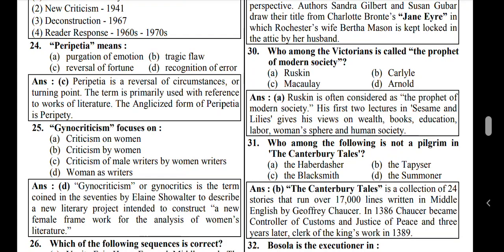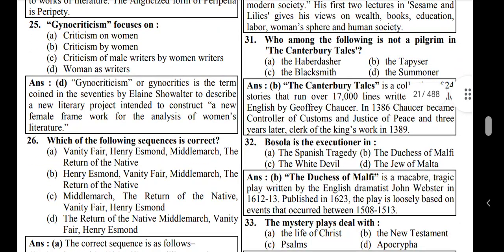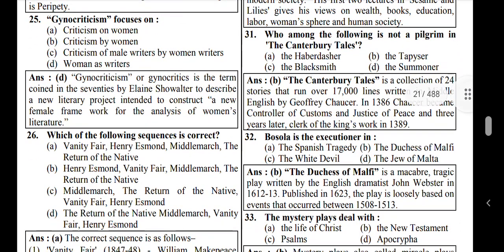So, this was in an intention to construct a new female framework for the analysis of women's literature. And the next question is, which of the following sequences is correct? Let me tell you all the jumbled forms in only one option. Vanity Fair, Henry Esmond, Middlemarch, The Return of the Native.